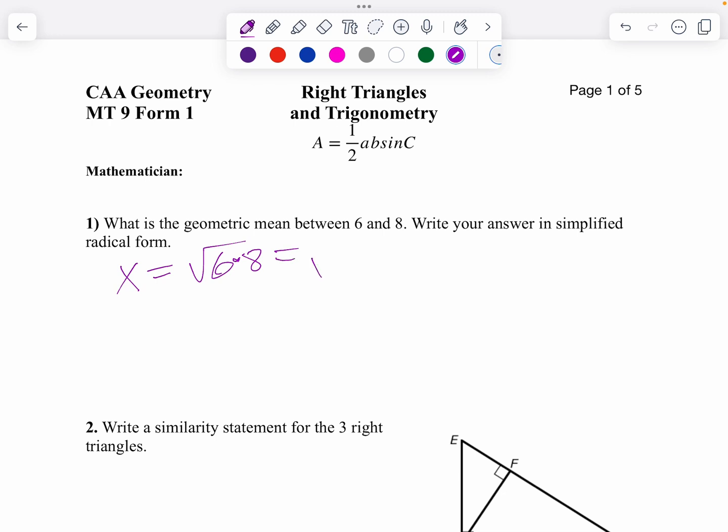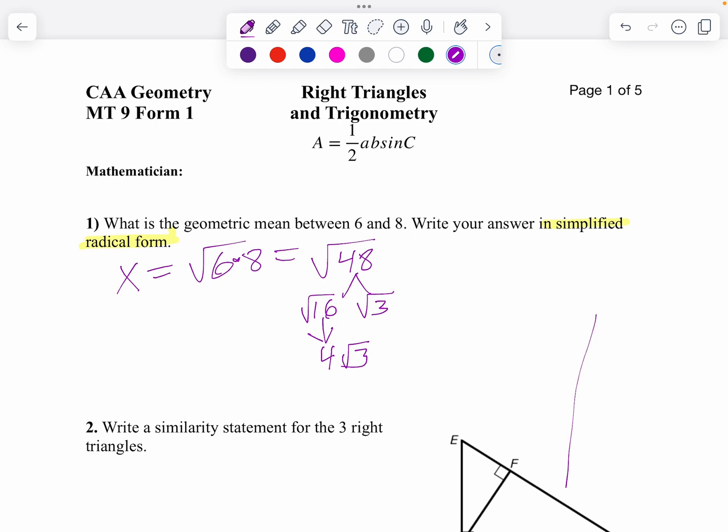So we get the square root of 48. I want you to simplify it. I want simplified radical form. So we look at what perfect squares go into 48. And I like to pick the biggest ones first. Well, 16 goes into 48 three times. We like the square root of 16 because the square root of 16 is 4. So you get 4 square roots of 3.